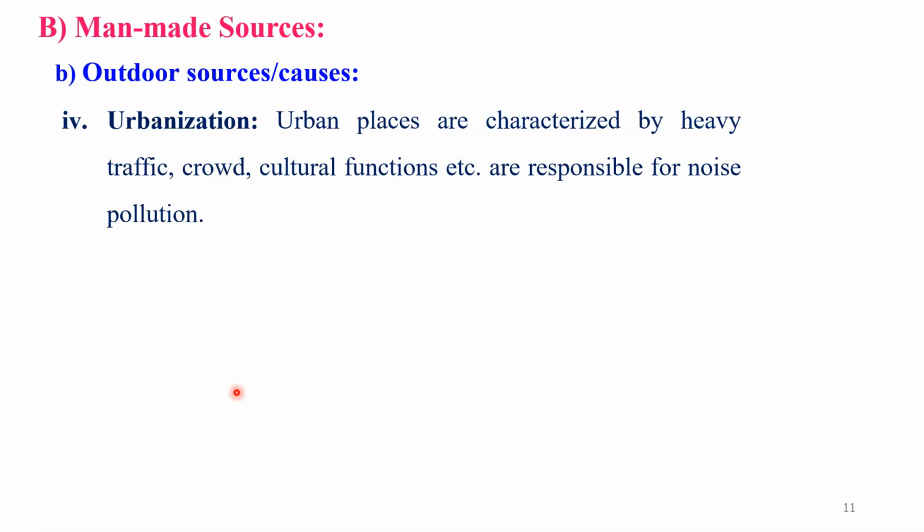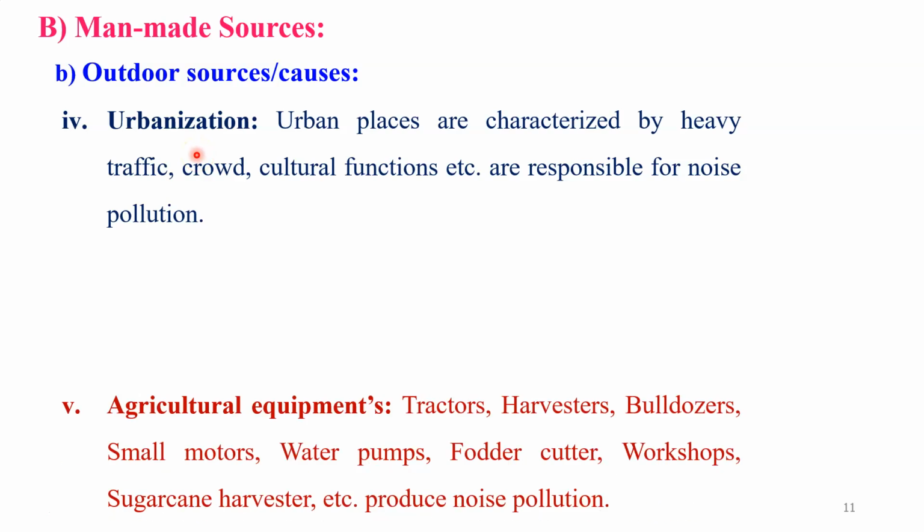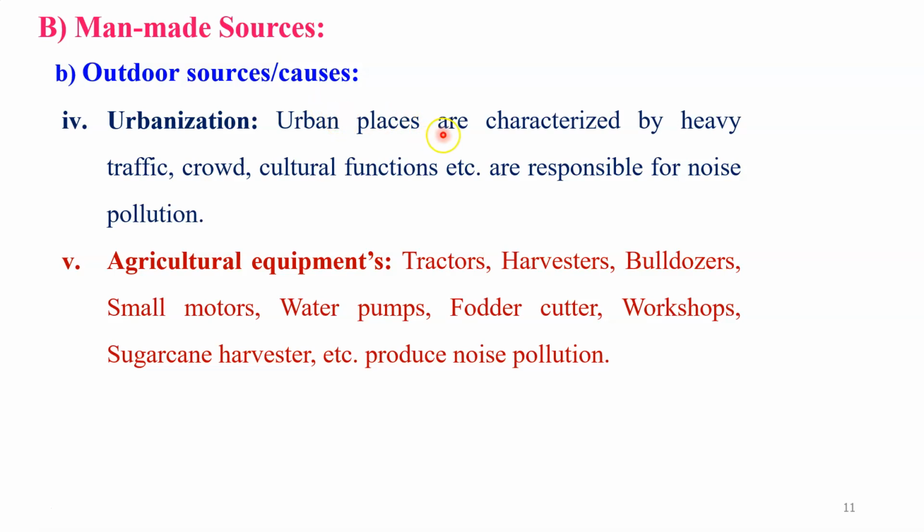Now we have another very important outdoor, man-made source, that is urbanization. Yes, dear student, urban places are characterized by heavy traffic, crowds, cultural functions, and so many things that are responsible for noise pollution. If you visit any metropolitan city, in the case of India, we have Mumbai, Pune, Nasik, Aurangabad, Delhi, Kolkata, Chennai, Indore, Bhopal, Bengaluru. So many cities are there.